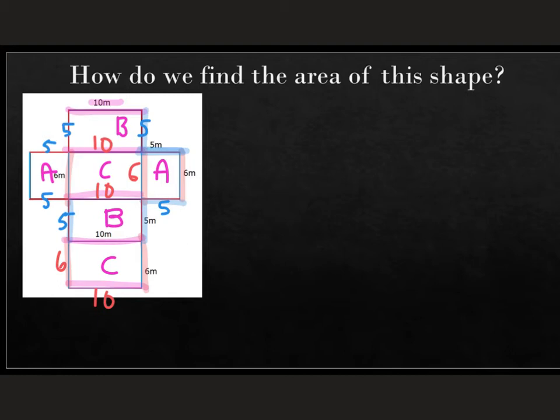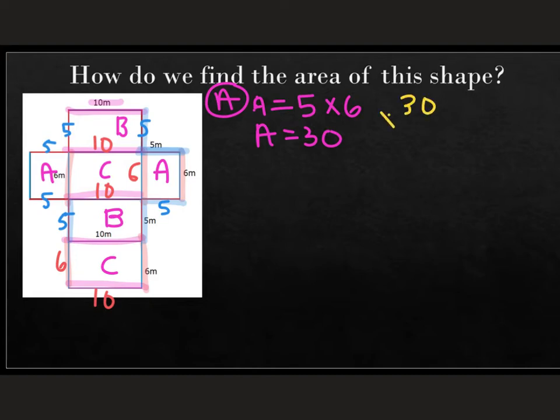Once we have absolutely everything labeled, now we can find the area of each. Same way we found the area of polygons, I want to label it as neat as possible because we have a lot of work to do here. So shape A, again a rectangle, so we're just doing base times height. Area equals 5 times 6, which is 30. Can't forget, we have 2 shape A's, so we take our 30, multiply by 2, and we get 60 meters squared for the area of just my shape A's.